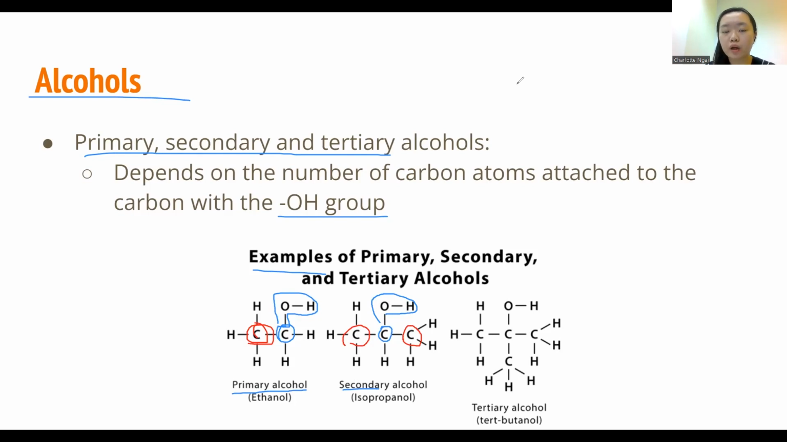And finally, if we look at this example, I have a carbon with the OH group, and then there are three more carbons attached to the carbon with the OH group. So, since there are three carbon groups attached to it, this is a tertiary alcohol. So this is how we identify whether the structure is a primary, secondary, or tertiary compound.